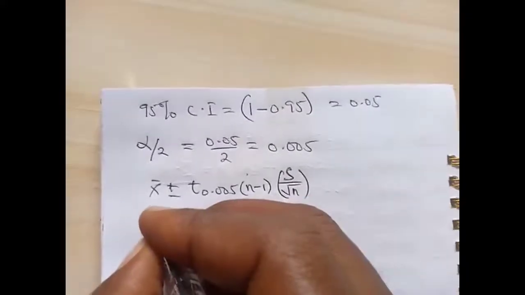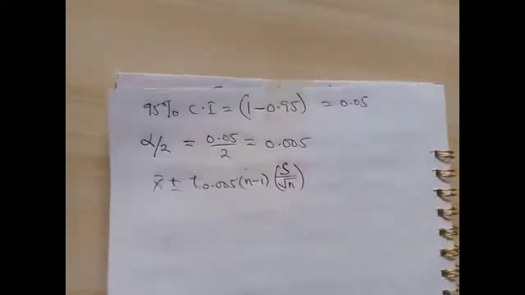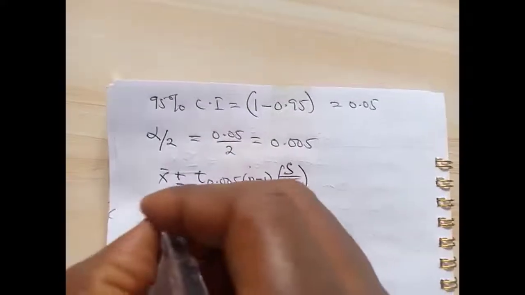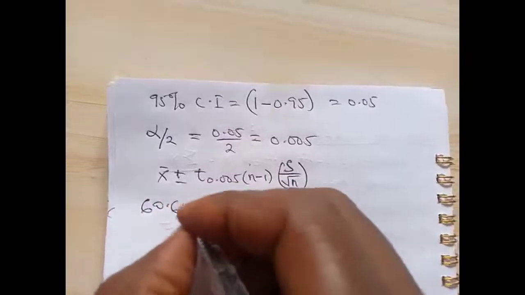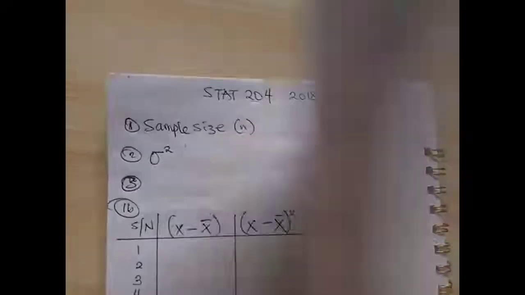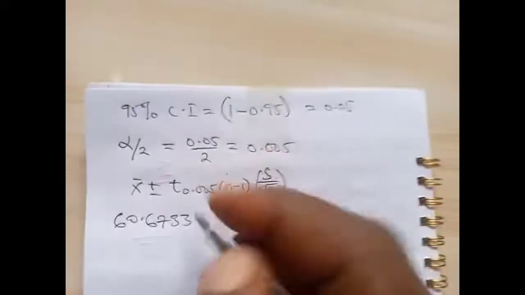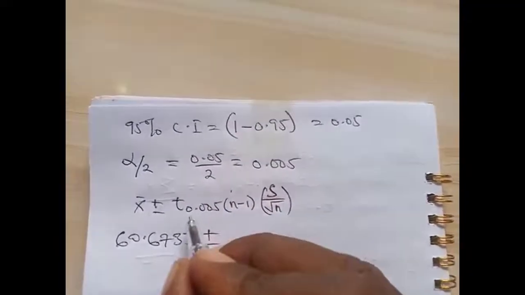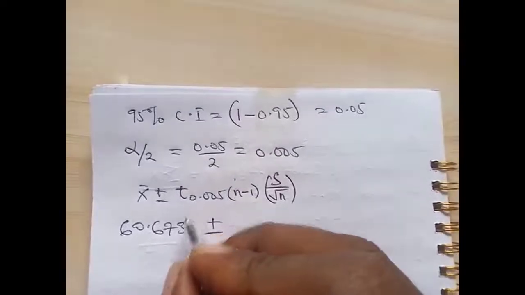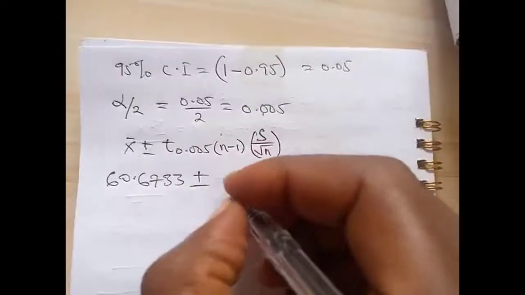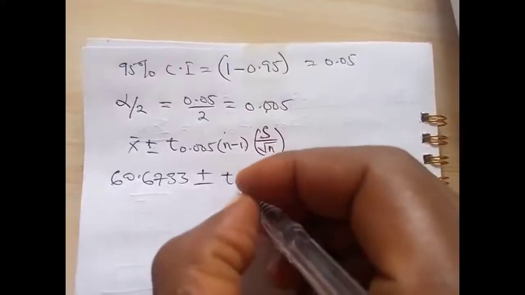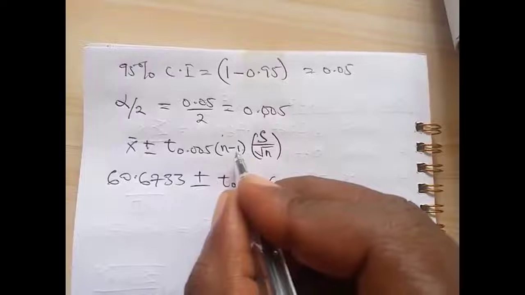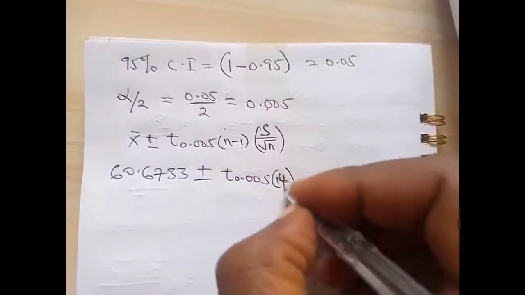So our mean that we calculated is 60 point something. Yeah, 60.6733, if I'm correct. Then plus or minus our t, we need to go to the t table. So the t table, what we're looking at is t 0.005 under n minus 1, which is 15 minus 1, 14, degrees of freedom, 14.